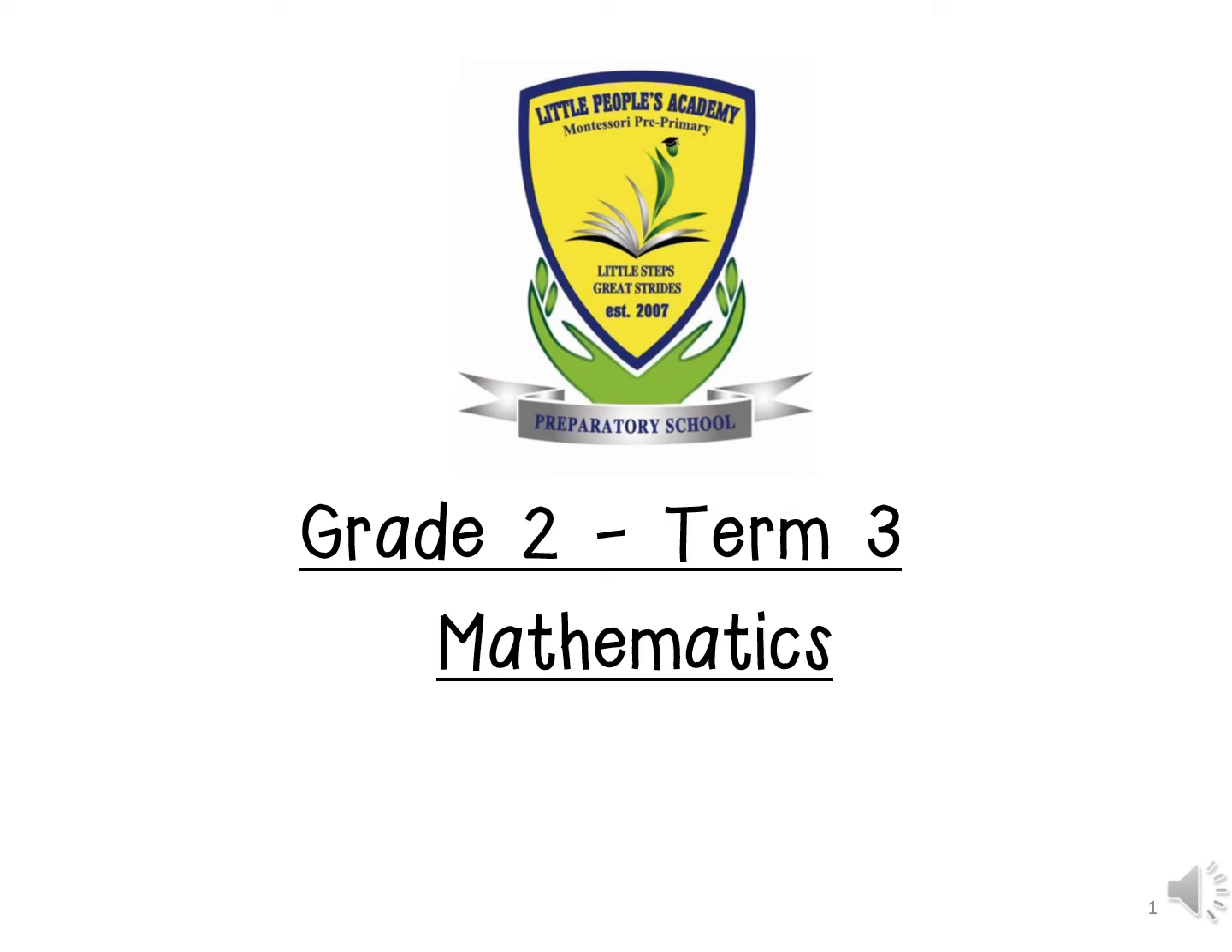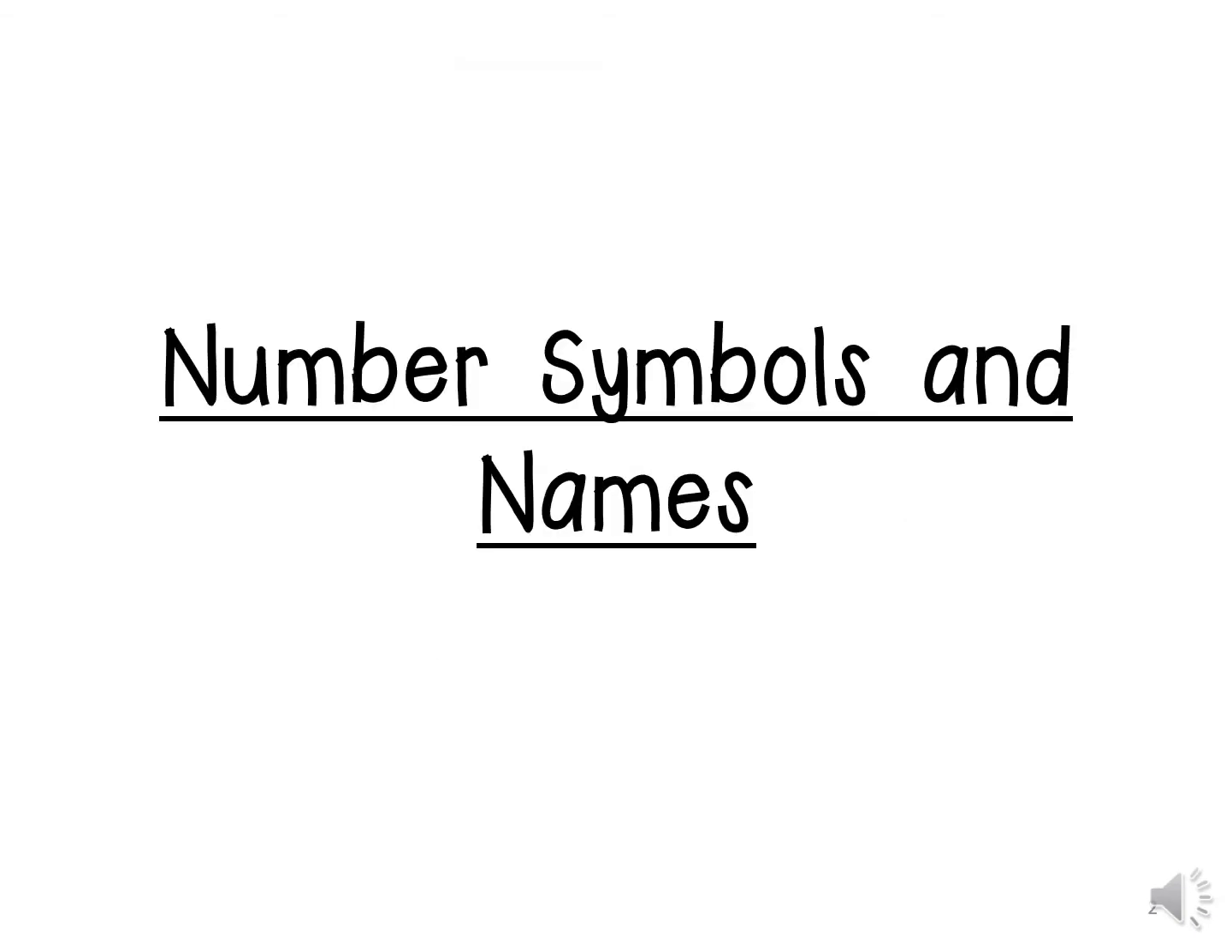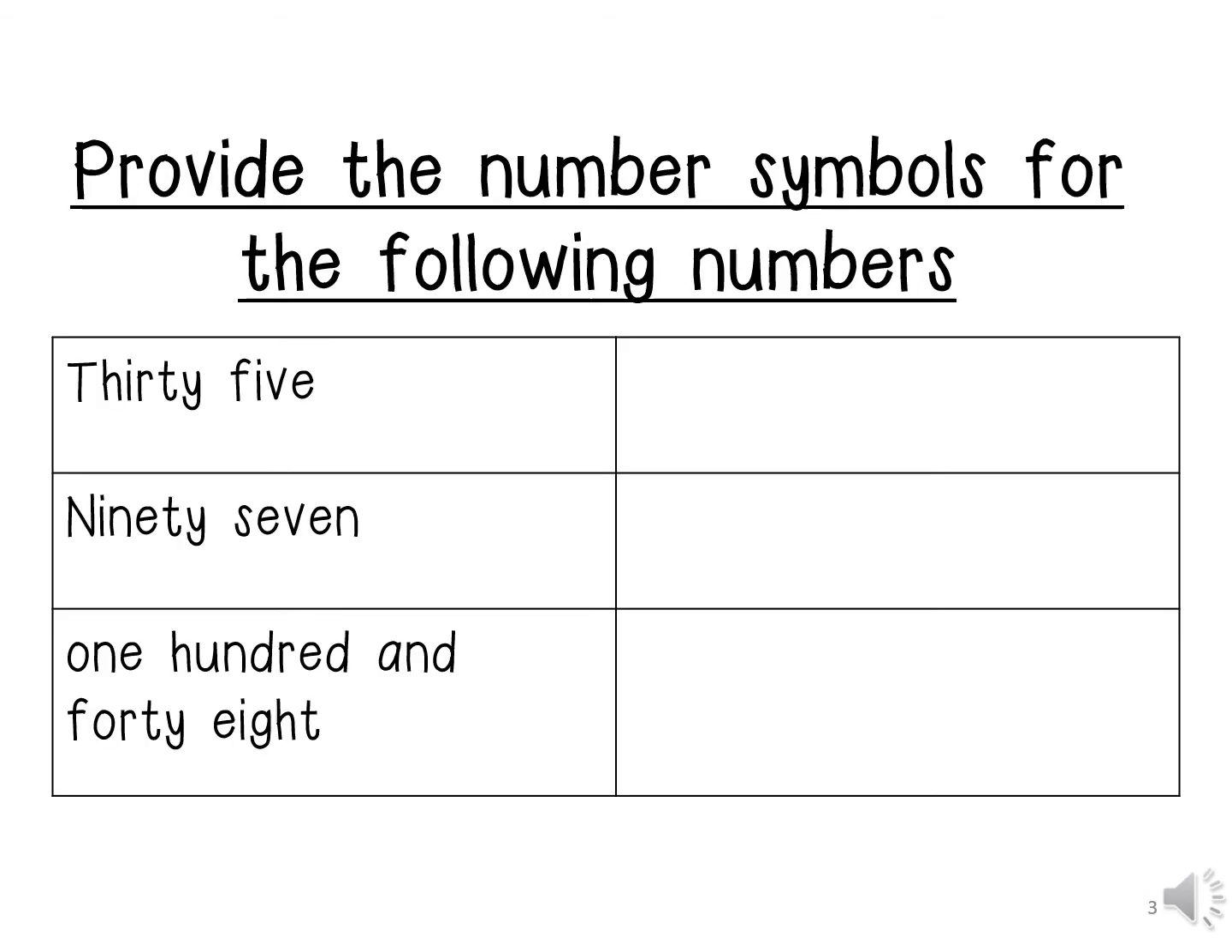We are going to be doing our mathematics lesson. We are doing number symbols and names. It says, provide the number symbols for the following numbers. Let's read the numbers: 35, 97, 148. We need to provide symbols for these number names.